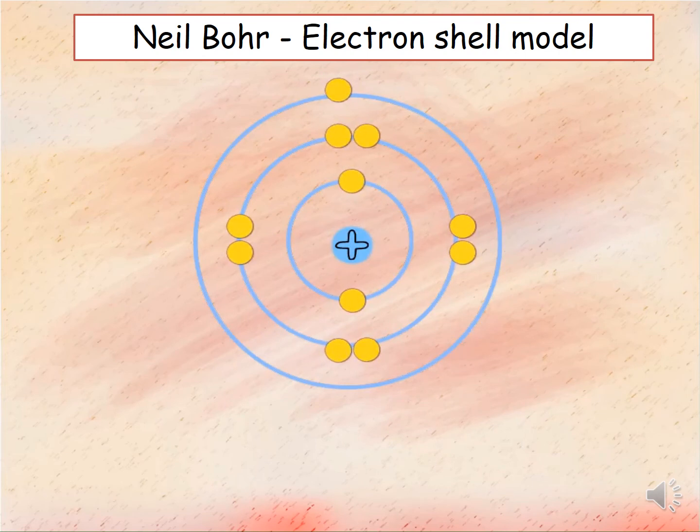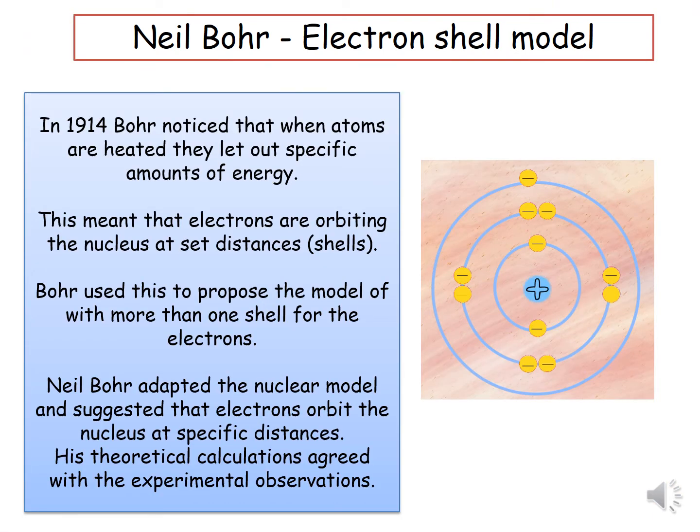In 1914, Bohr noticed that when atoms are heated, they let out specific amounts of energy. This meant that electrons are orbiting the nucleus at set distances. These set distances he called shells. Bohr used this to propose the model with more than one shell for the electrons. Now, Niels Bohr adapted the nuclear model and suggested that electrons orbited the nucleus at specific distances. His theoretical calculations agreed with the experimental observations.